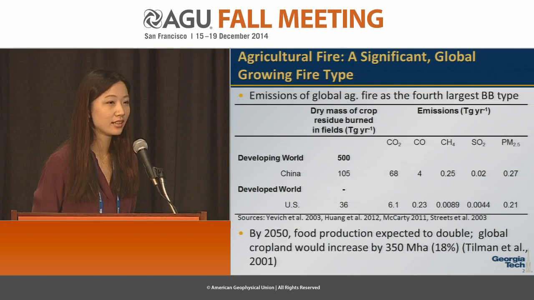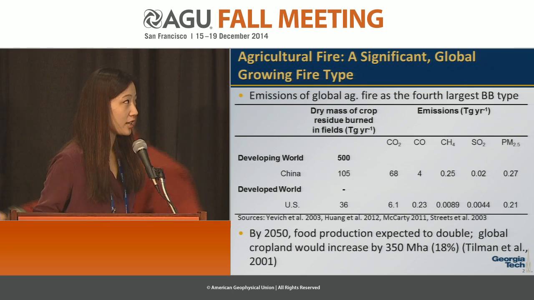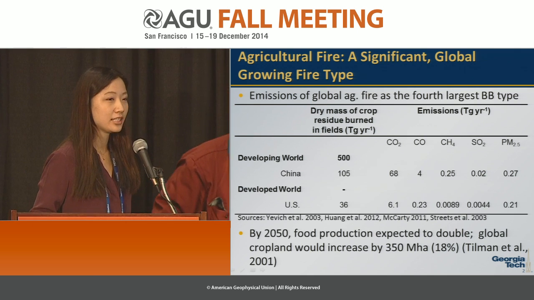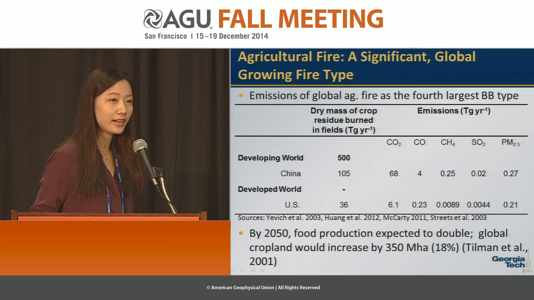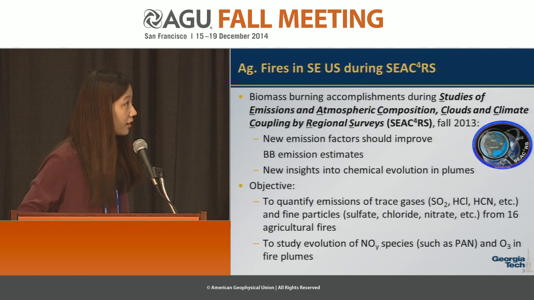Agricultural fire is a common management practice. Large amounts of crop residue are burned in field every year, especially in the developing world. Agricultural fire is an important source of atmospheric trace gases and particles. It could also be a major, growing global fire type since the global cropland area is expected to increase.